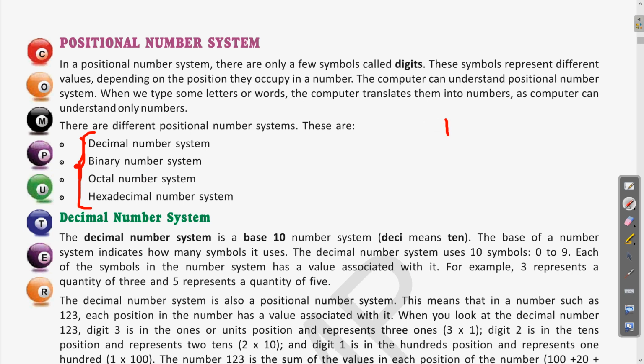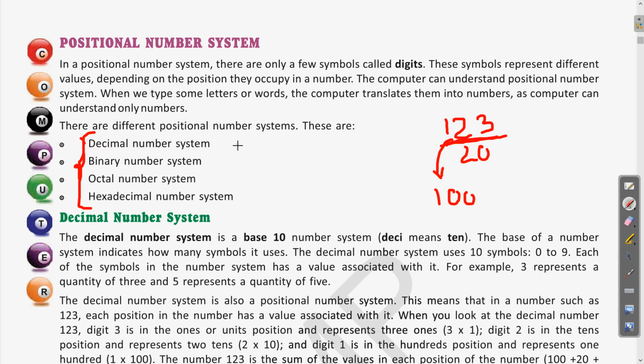Let's take an example, suppose I am writing 123. This 3 is at the unit place and its value is only 3, but this 2 is at the tens place, so the face value of this 2 is 2, but the place value is 20. Clear? And the place value of this 1 is 100. If you add 100 plus 20 plus 3, it becomes 123. As the value of the digit changes according to its position, this is a type of positional number system.